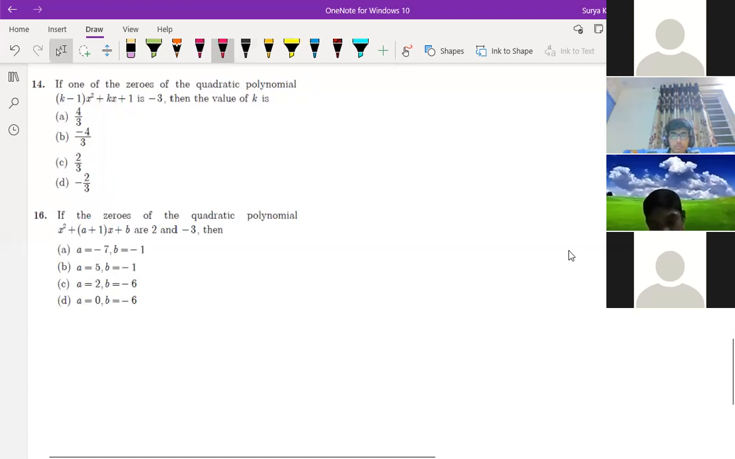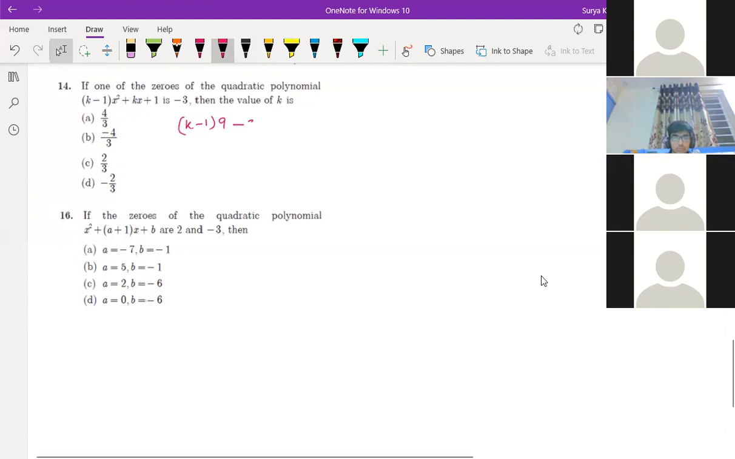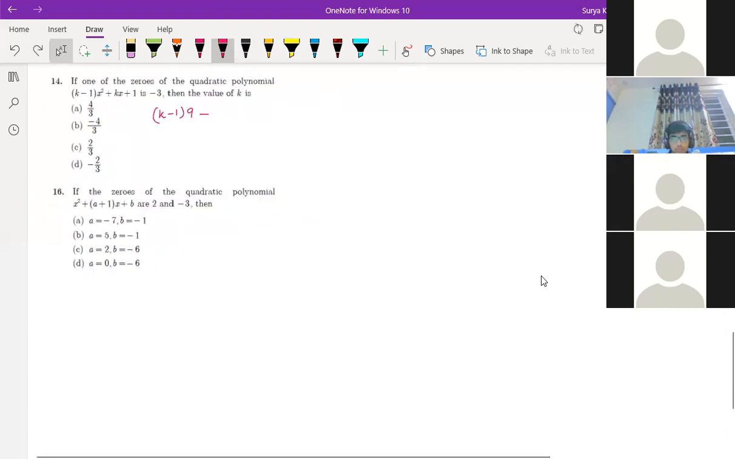One value is minus 3. So minus k minus 1. Minus 3 square will get 9 only. Minus 3k. Why does it become smaller and all?